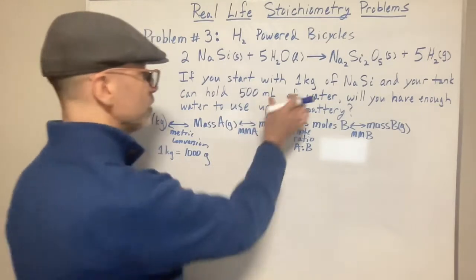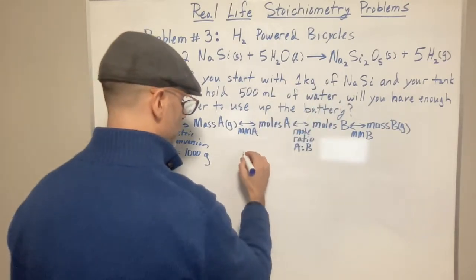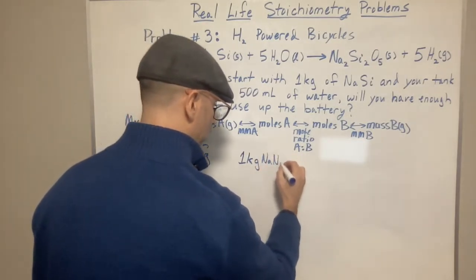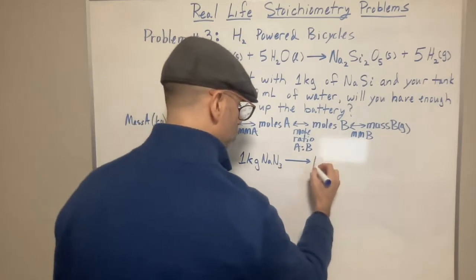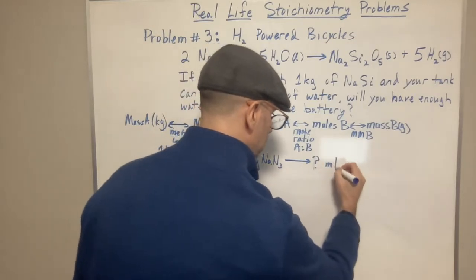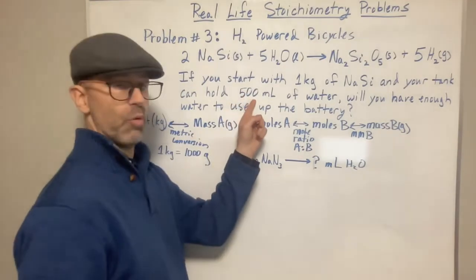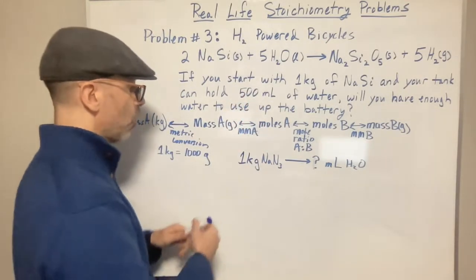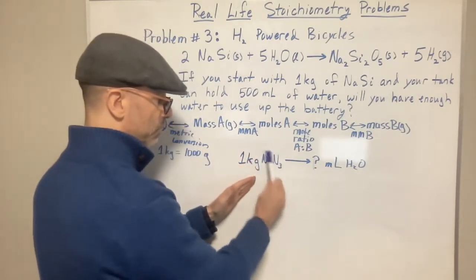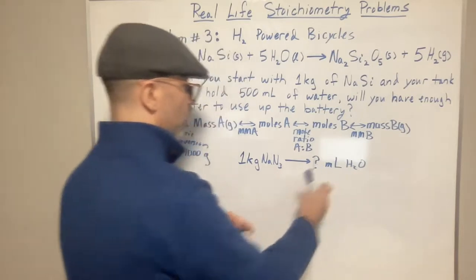So we need to start with the amount of sodium silicide. We're going to start with 1 kilogram of the sodium silicide, and then we want to convert that to the amount of water. And we want to convert that to milliliters of water, since they gave us milliliters of water in our tank.